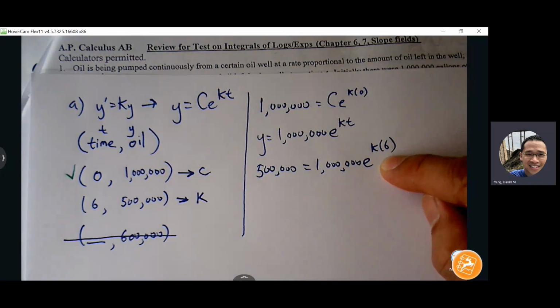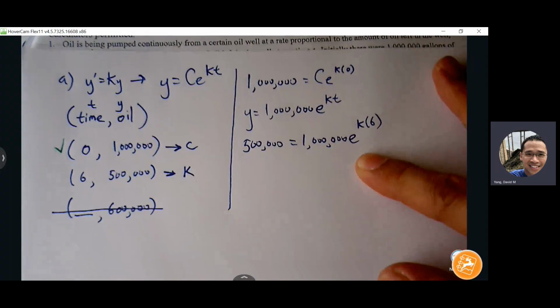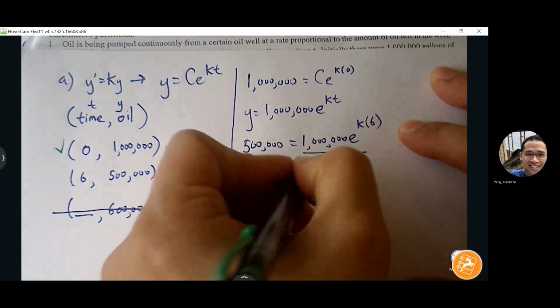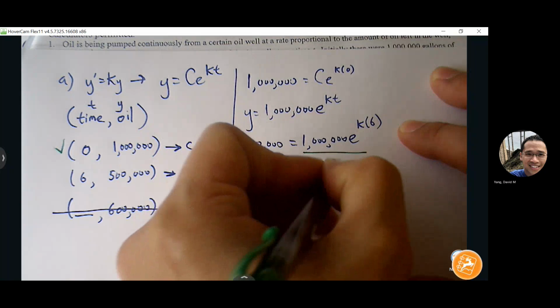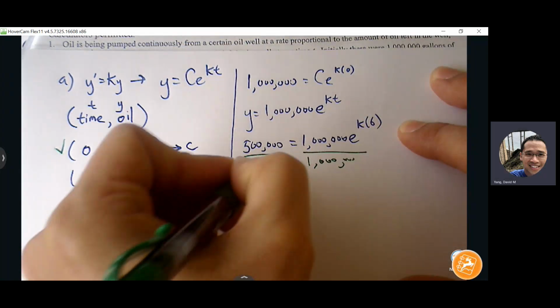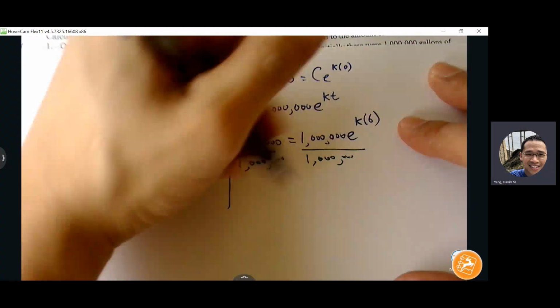Eventually, I want to solve for K, but we want to move things away from this side one piece at a time. What's the easiest thing to move first? Yeah, so divide by a million. Comes out to be what on the left side? Yeah, 1/2. So that's nice. 0.5.